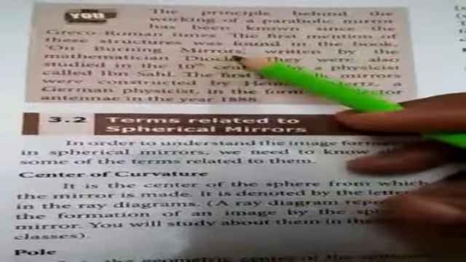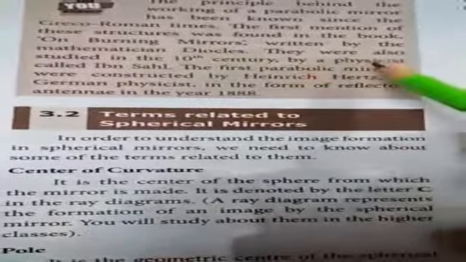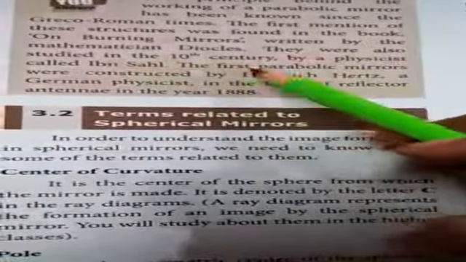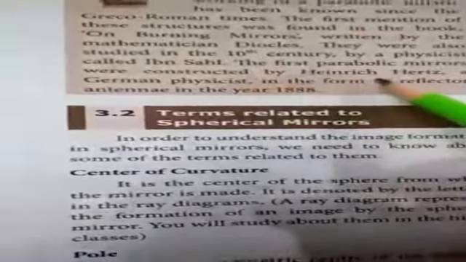One more piece of information is given there. The principle behind the working of a parabolic mirror has been known since the Greco-Roman times. The first mention of these structures was found in the book on burning mirrors written by the mathematician Diocles. They were also studied in the 10th century by a physicist called Ibn Sahl. The first parabolic mirrors were constructed by Heinrich Hertz, a German physicist, in the form of a reflector antenna in the year 1888.